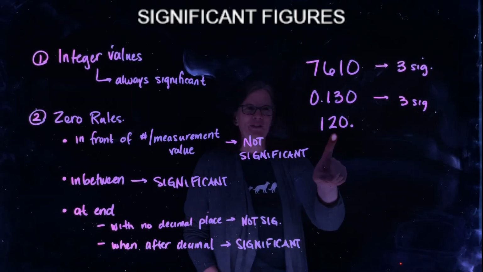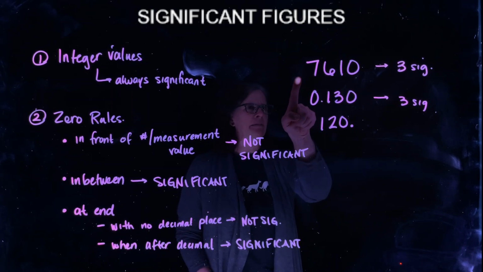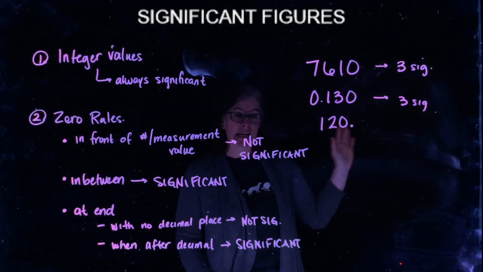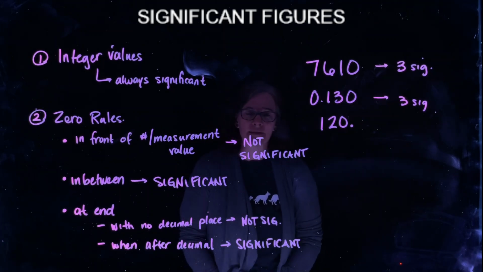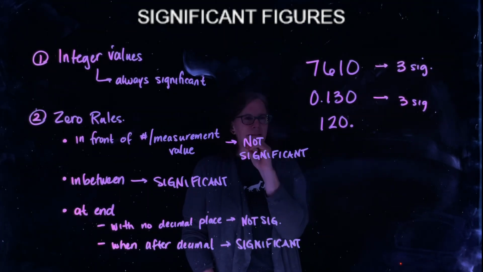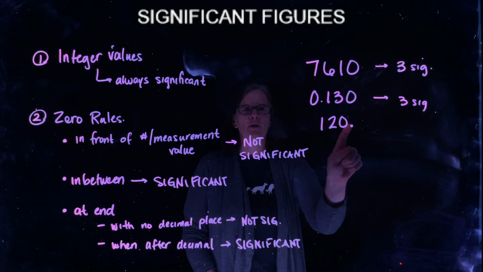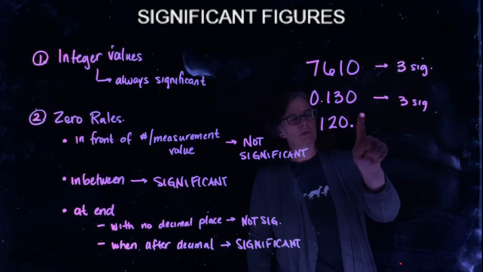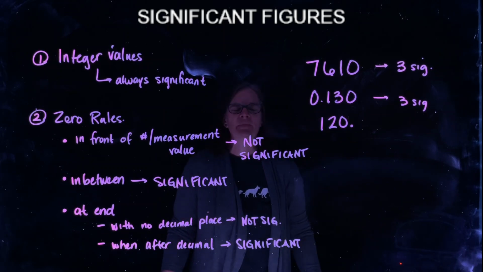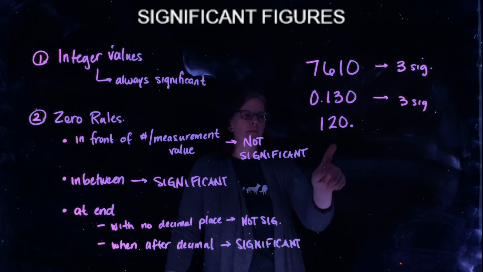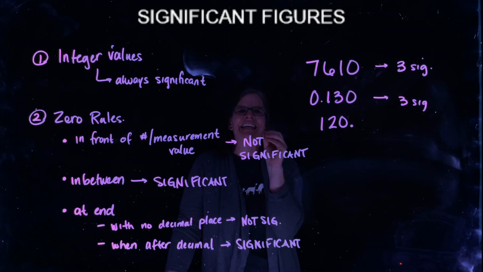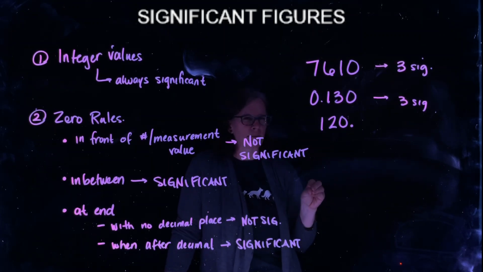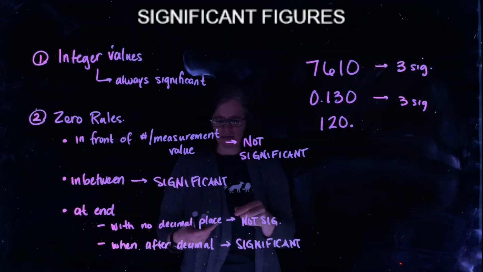So what does this look like? It doesn't look like a whole lot different than 7610. There's a zero at the end. There's no decimal. It's not after a decimal. And there's a zero at the end. But I have placed a decimal after the zero. I didn't add another zero, but I've placed a decimal there. That decimal placement tells me that the zero preceding it is significant. It's our indication that's saying that zero actually does mean something. It is significant.